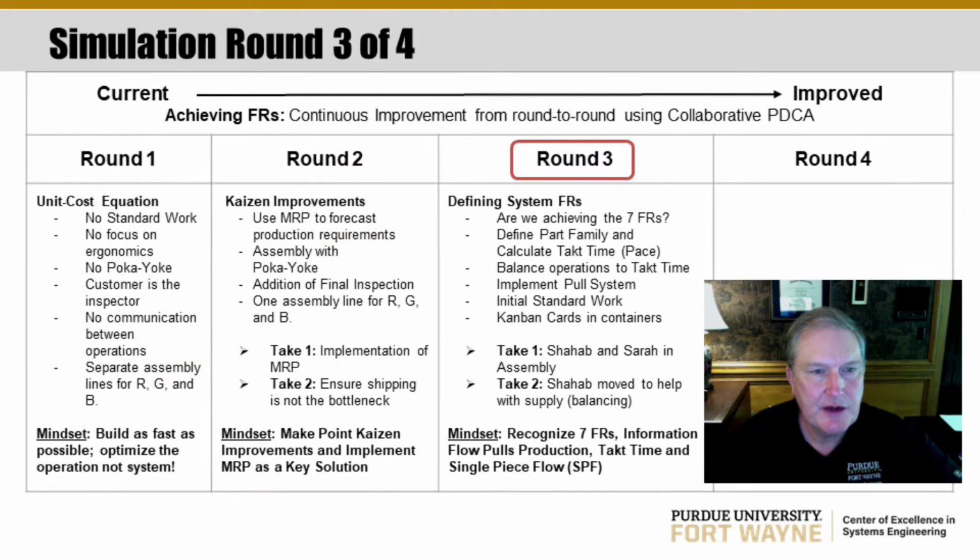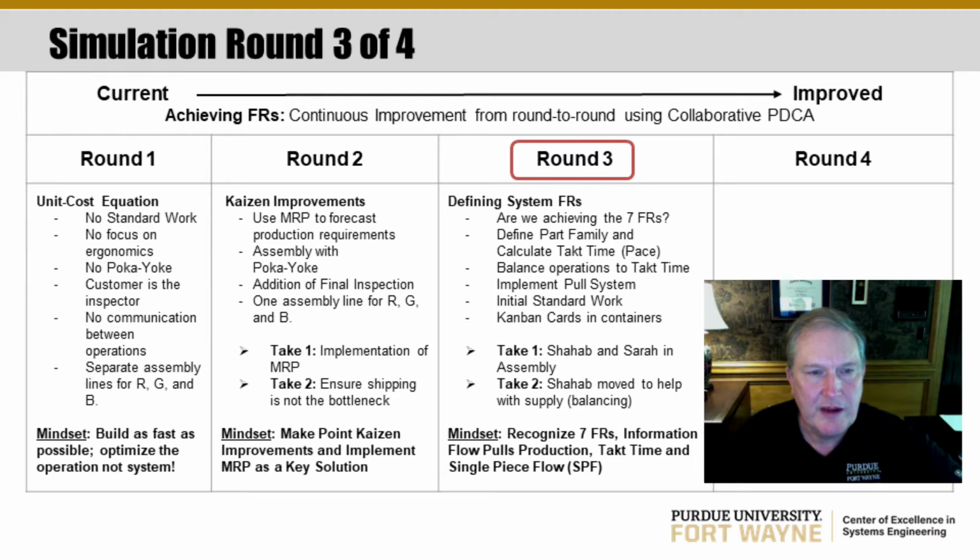This graphic illustrates the major differences in round 3 that we are practicing. First of all is the mindset of the people in our simulation who will be asking themselves the question, are we achieving the 7 FRs? Part of the design process is to decide which components or which part types are in the part family and to calculate the takt time, which is the time to produce one piece based on customer demand. So it's the average pace of customer demand is the takt time.